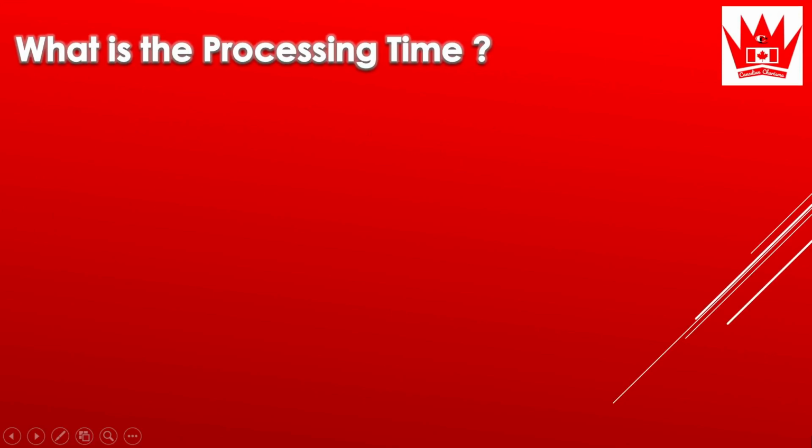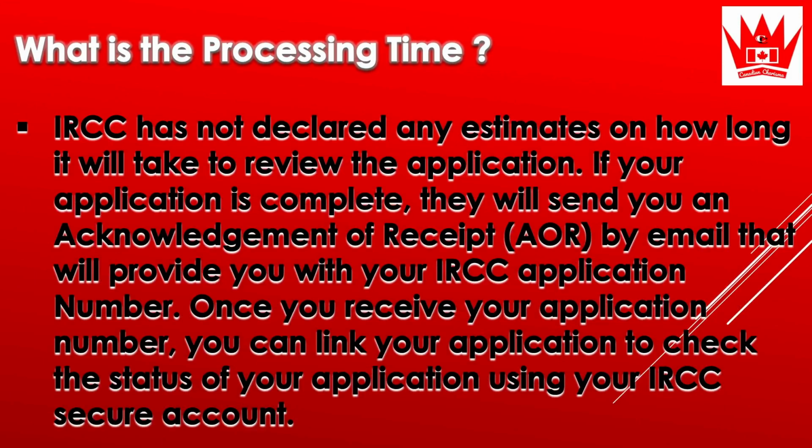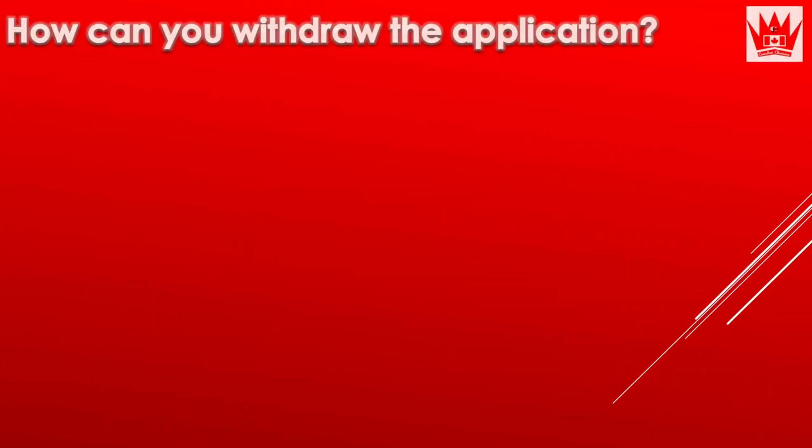Next question is, what is the processing time for tier to peer pathway applications? For this guide, IRCC hasn't declared any estimates on how long it will take to review the applications. If your application is complete, they will send you an acknowledgement of receipt, AOR, by email that will provide you with your IRCC application number. Once you receive your application number, you can link your application to check the status of your application using your IRCC secure account.